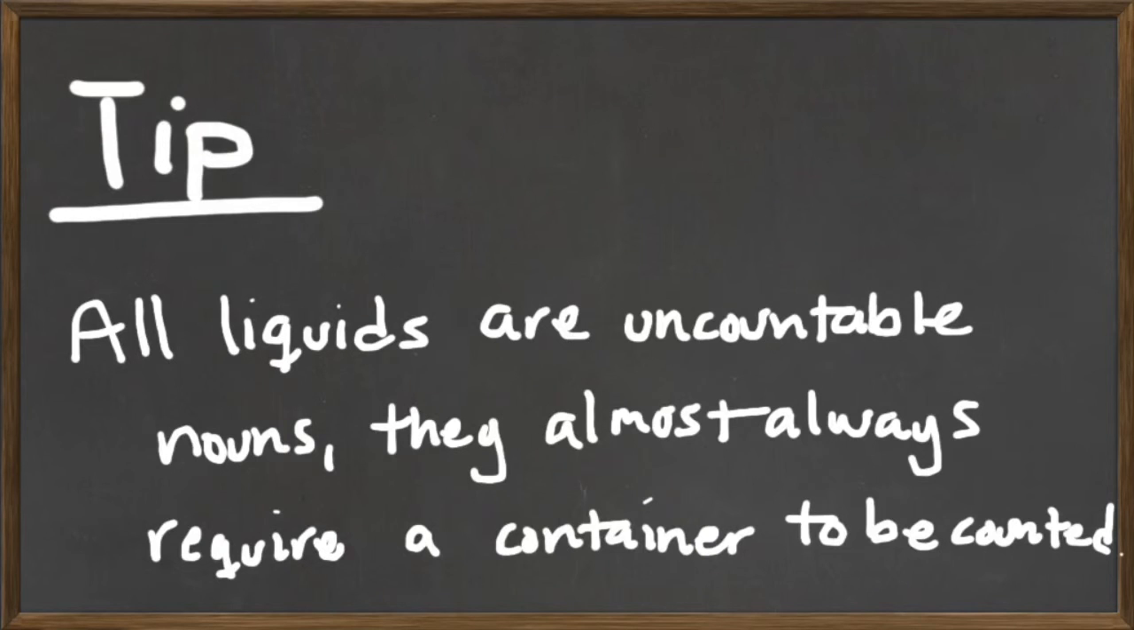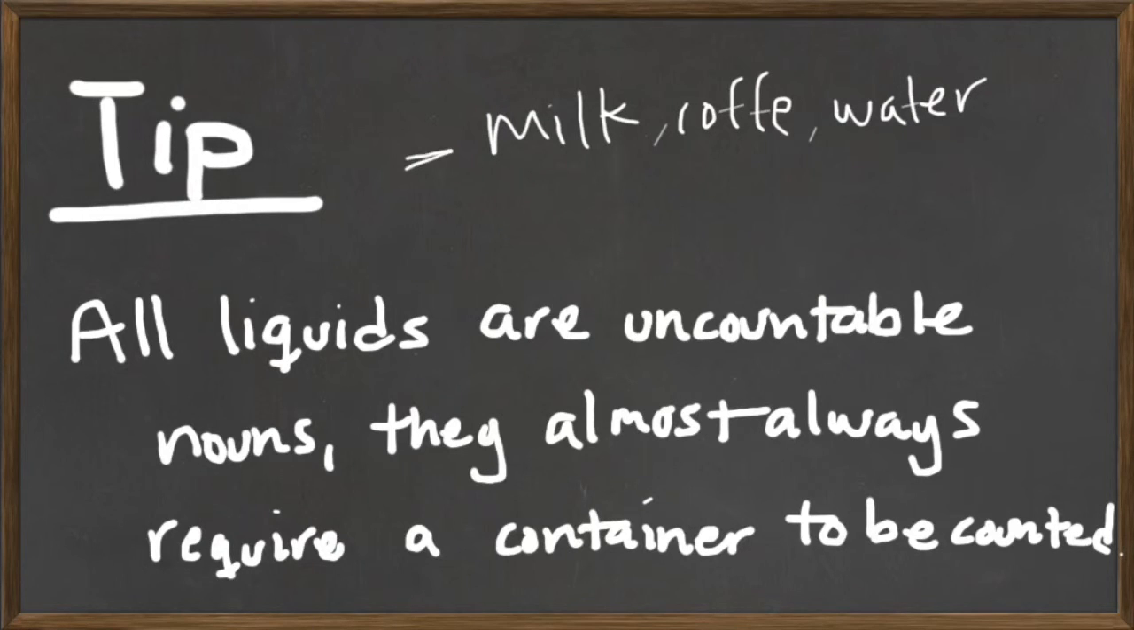Let's continue. Before we go back and recap, remember, all liquids are uncountable nouns. They almost always require a container to be counted. Say milk, coffee, water, etc. Why? Because they don't have a form by themselves, so that's why they need a container to be counted. A glass of milk, a bottle of milk, a cup of coffee, a jar of coffee, a bottle of water, a glass of water, a cup of water. We can say that if it's hot water, etc.